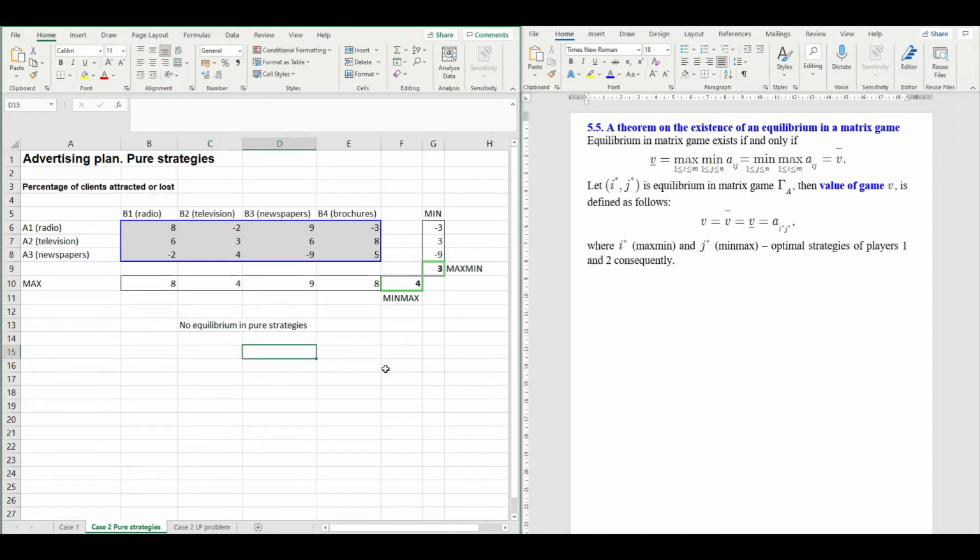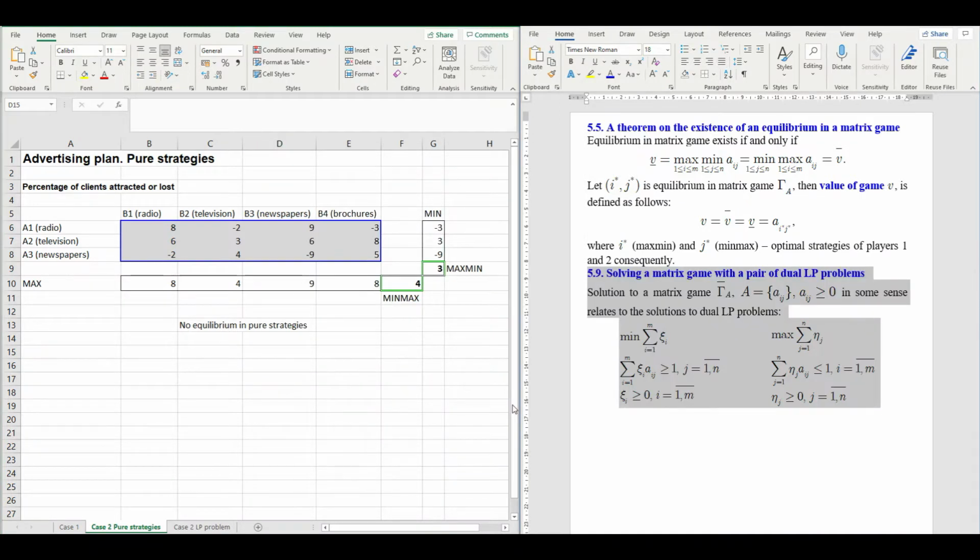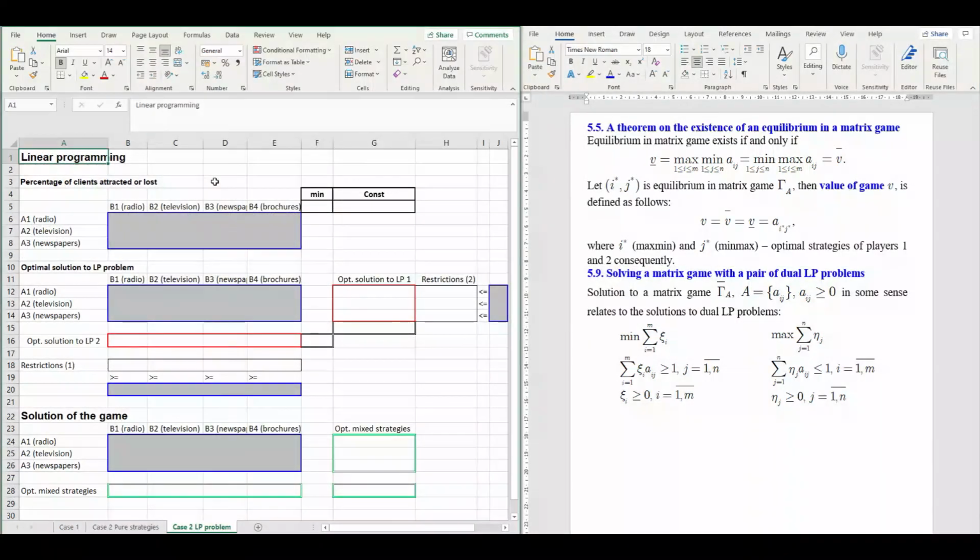But there is an equilibrium in mixed strategies in each matrix game. To find an equilibrium in mixed strategies, let's consider a method represented in paragraph 5.9 and solve a matrix game with a pair of dual LP problems. For this reason, let's consider the next list in our Excel file. Here we copy our pair of matrices for the second case.